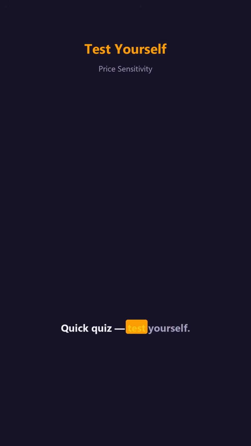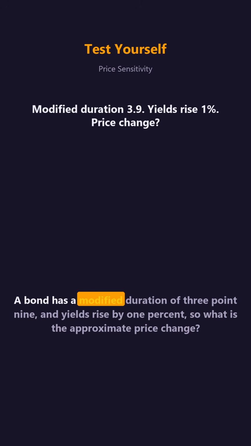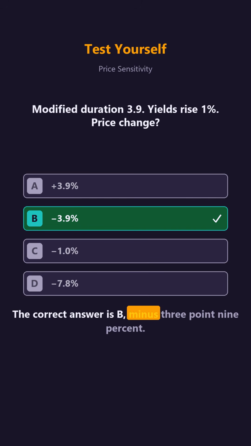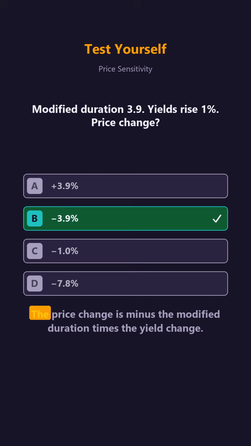Quick quiz, test yourself. A bond has a modified duration of 3.9, and yields rise by 1%, so what is the approximate price change? Here are your 4 options. Pause the video and solve it now. The correct answer is B, minus 3.9%. The price change is minus the modified duration times the yield change.